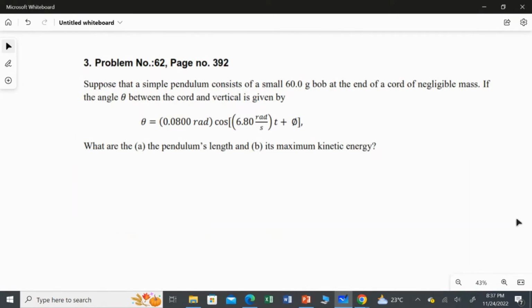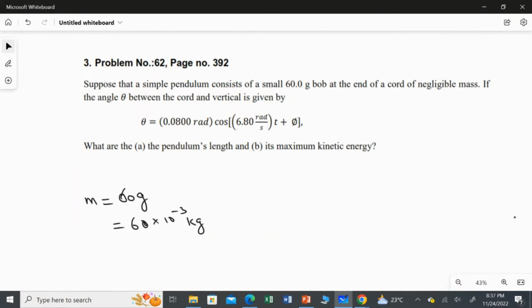Suppose that the simple pendulum consists of a small bob which has a mass of 60 grams. So what is the mass of the bob? You have the simple pendulum, and as we know, the simple pendulum has a bob and its mass is mentioned here as 60 grams. The mass of the bob is 60 gram, which is equal to 60 multiplied by 10 power minus 3 kilogram, right?